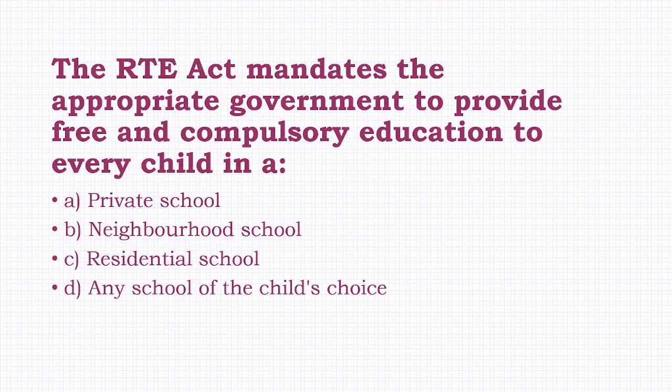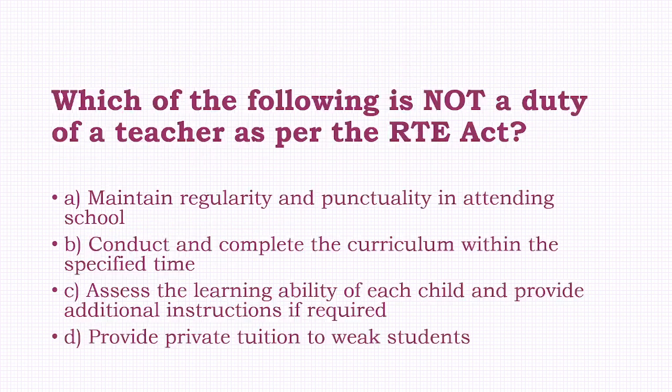The RTE Act mandates the appropriate government to provide free and compulsory education to every child in a: private school, neighborhood school, residential school, any school of child's choice. Answer of this question is option B, that is neighborhood school.